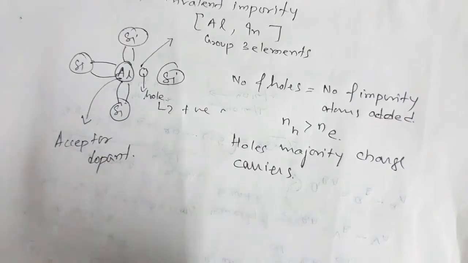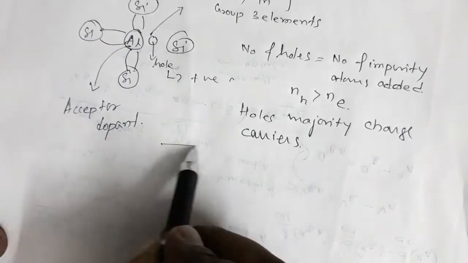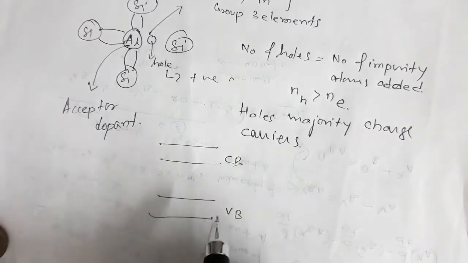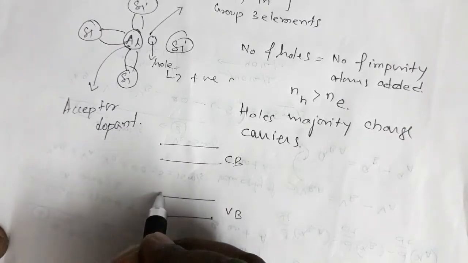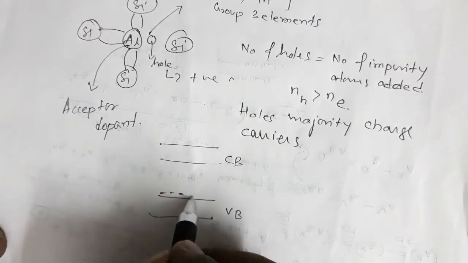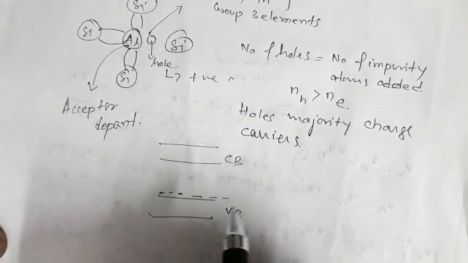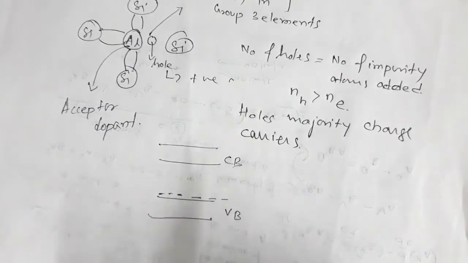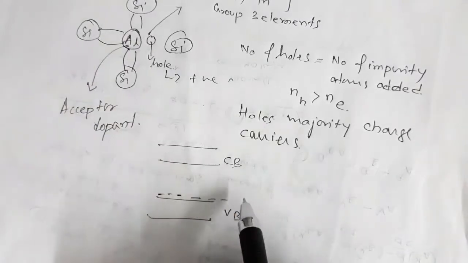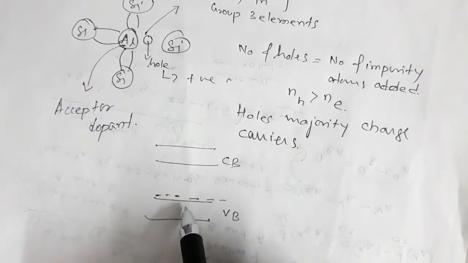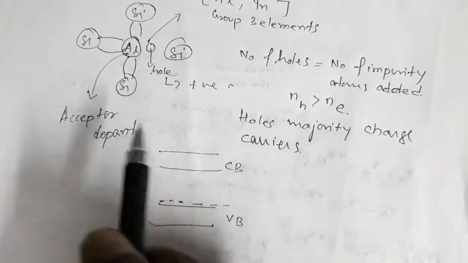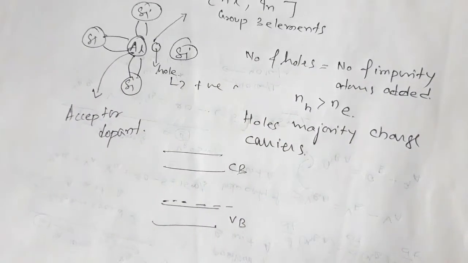Now with regard to the band theory, this is the conduction band, this is the valence band. Now here the acceptor electrons have energy just above the valence band, slightly above the valence band. In a p-type semiconductor you have the acceptor electrons whose energy is just above the valence band. So in detail we have discussed the p-type semiconductor, the formation of the p-type semiconductor.